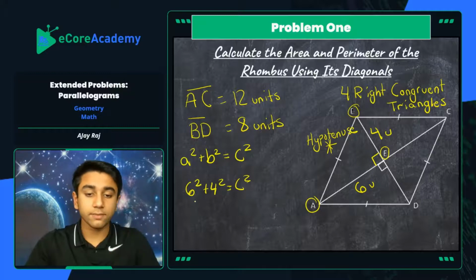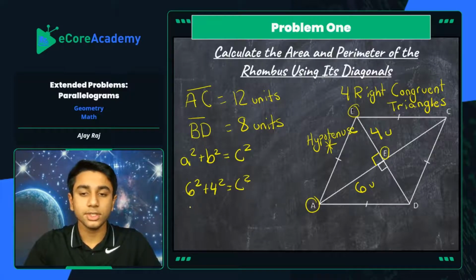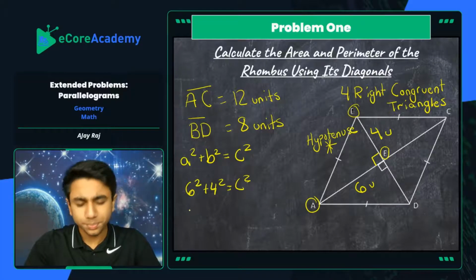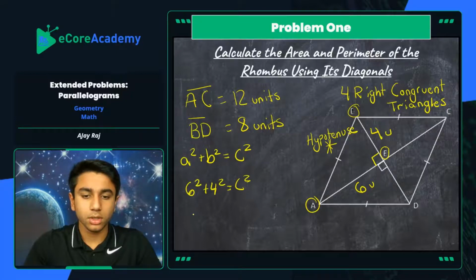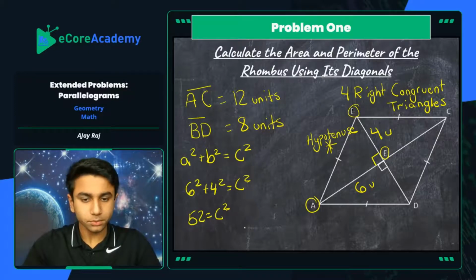6 squared is 36. 4 squared is 16. So 36 plus 16 is going to equal our 52. Yes, 36 plus 16 is 52. We have our 52 here equals c squared. All right. Now we're going to square root both sides.